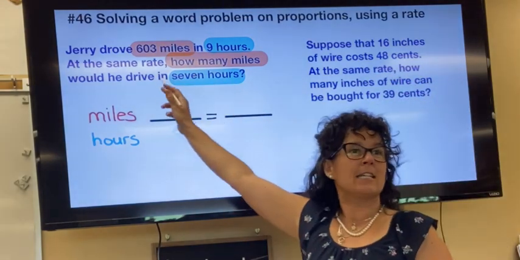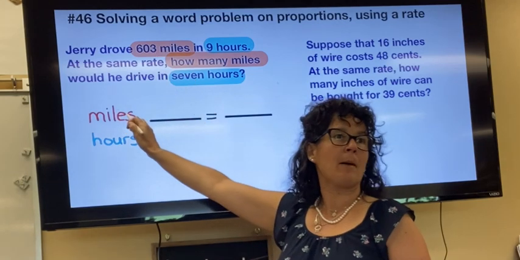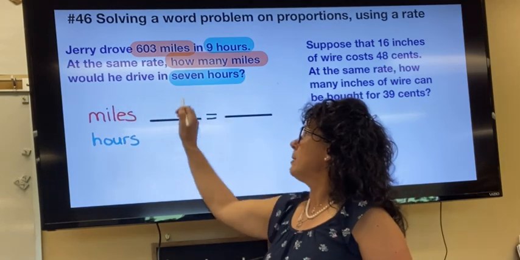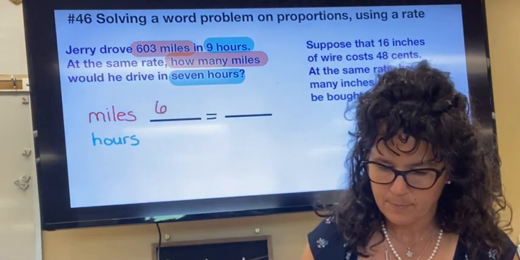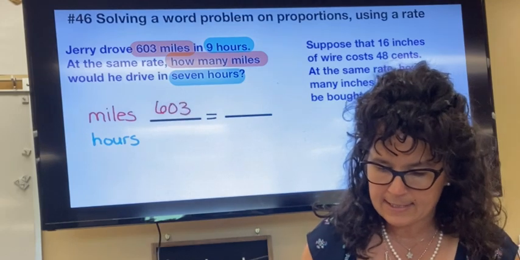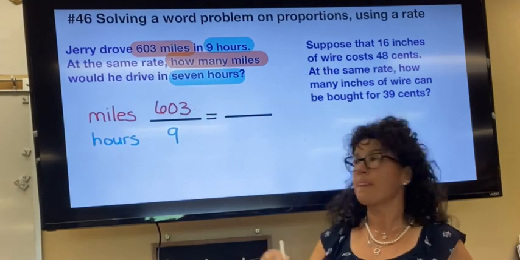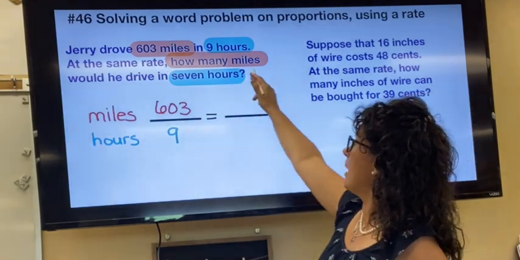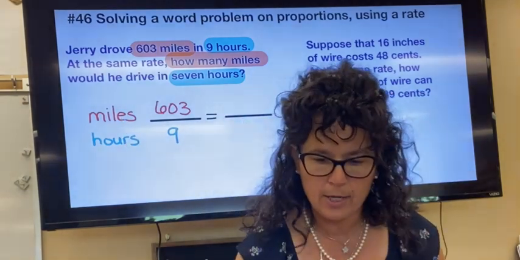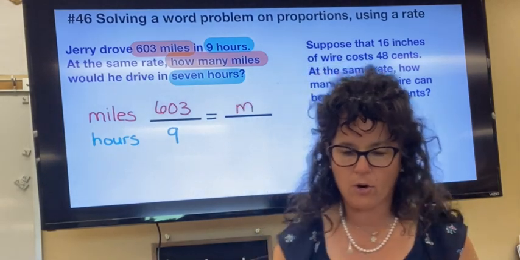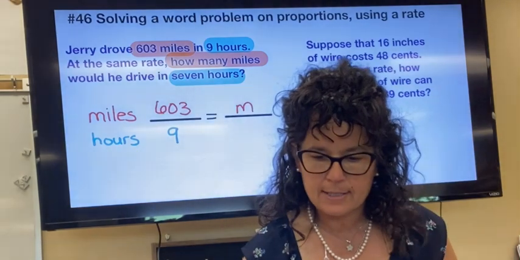The first sentence is gonna fill out the first fraction. So 603 miles. I decided my miles are gonna go in the top, so I'm gonna put 603 in the top. And that takes 9 hours. Okay, so the first sentence made the first fraction. Then the next fraction, how many miles? Since I don't know the miles and I put miles on the top, I'm gonna put an M there to represent something I don't know. For 7 hours, so across from hours, I'm gonna put 7.